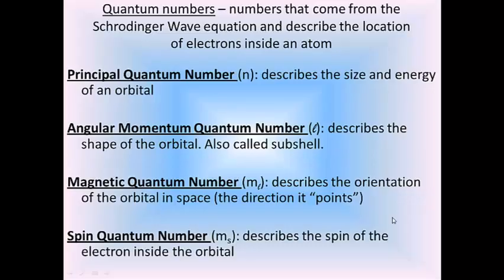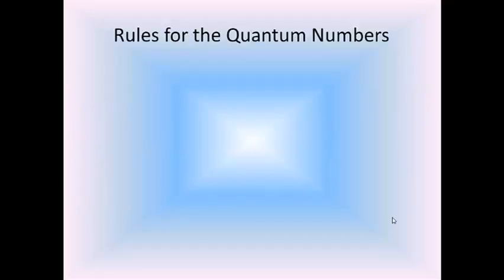And finally, the 4th one is the spin quantum number, which describes the spin of the electron inside the orbital. And of course, that only has 2 values. It's either spinning clockwise or counterclockwise. All right, rules for quantum numbers.